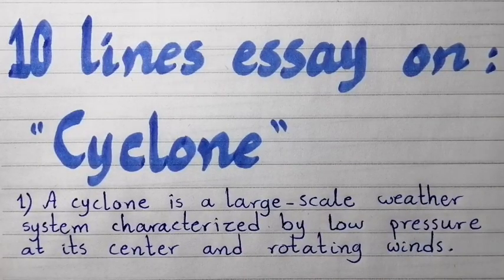A cyclone is a large-scale weather system characterized by low pressure at its center and rotating winds. Point number two.